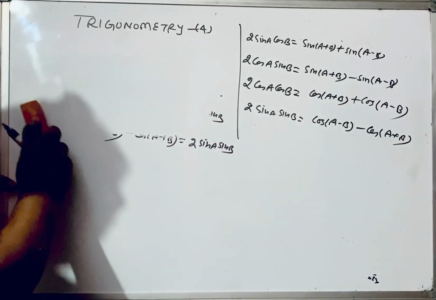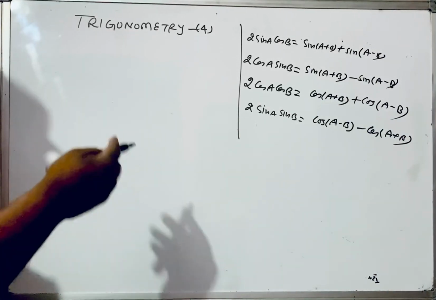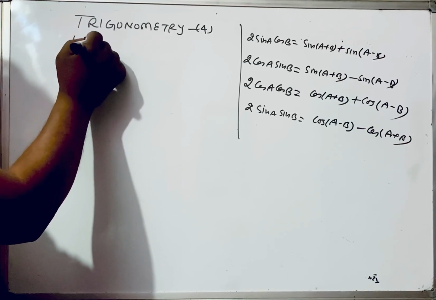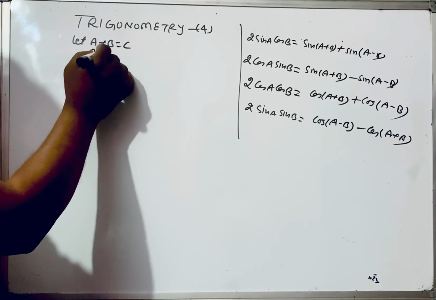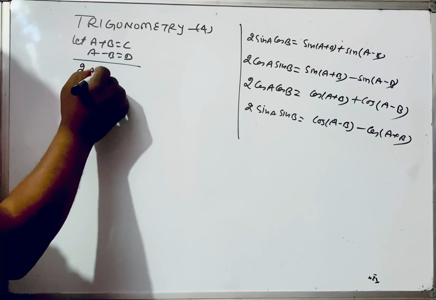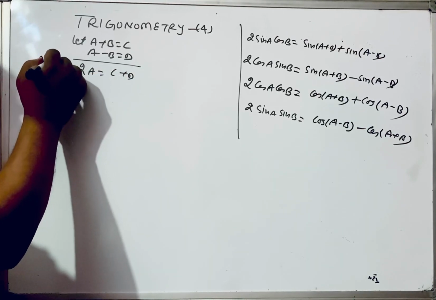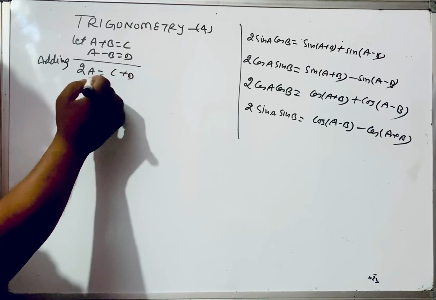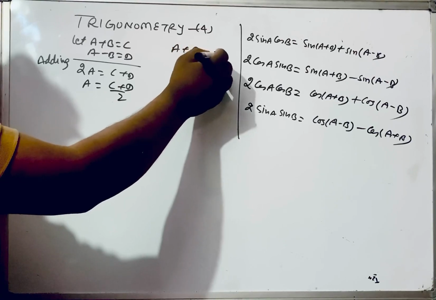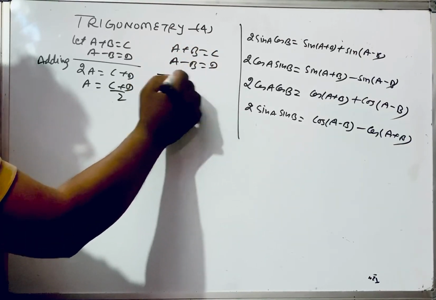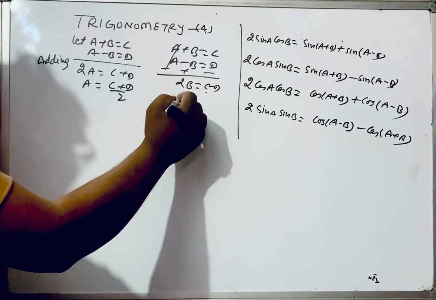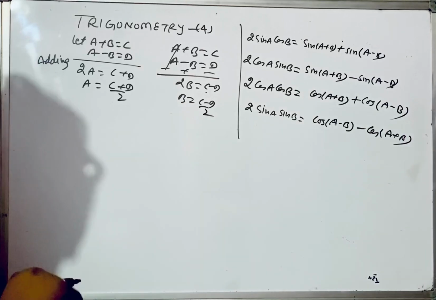Now we will prove some other formulas. For some time, let A+B = C and A−B = D, and add these. 2A is equal to C+D, A is equal to (C+D)/2. A+B is equal to C, A−B is equal to D, subtracting, 2B is equal to C−D, B is equal to (C−D)/2.